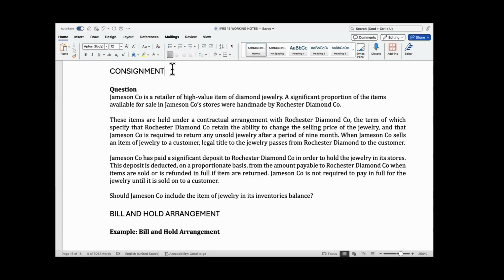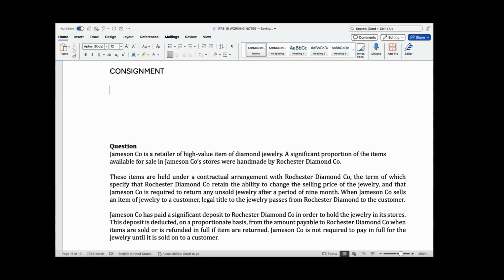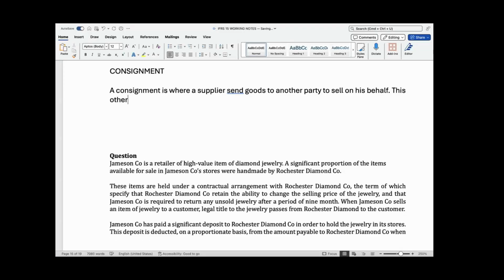So consignment is quite easy. A consignment is where a supplier sends goods to another party to sell on his behalf. And this other party is usually referred to as a dealer.